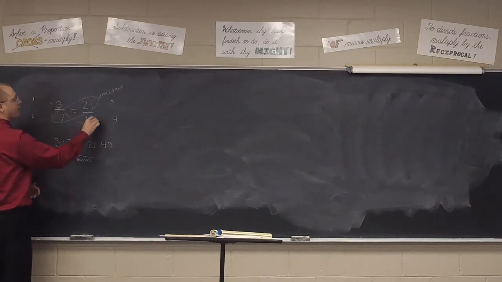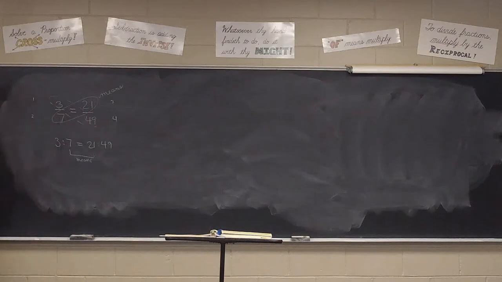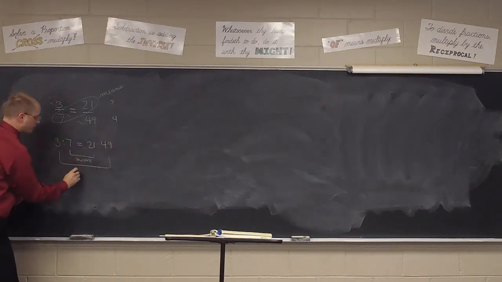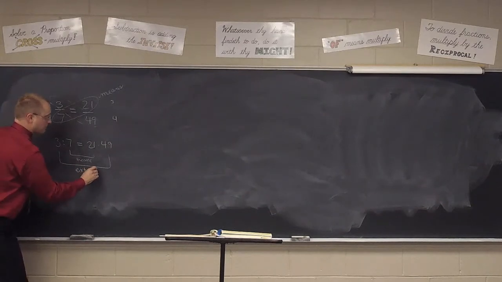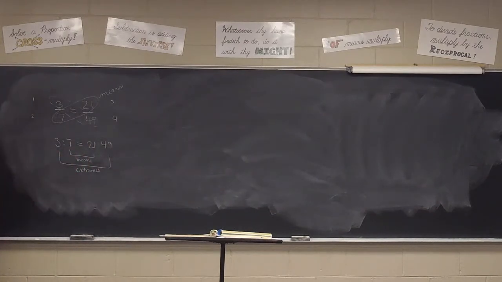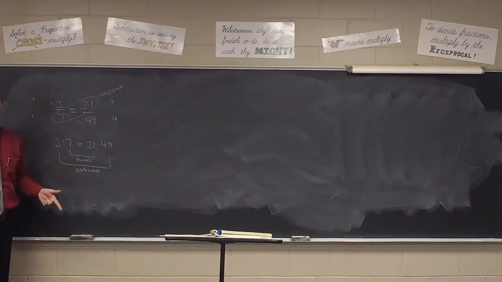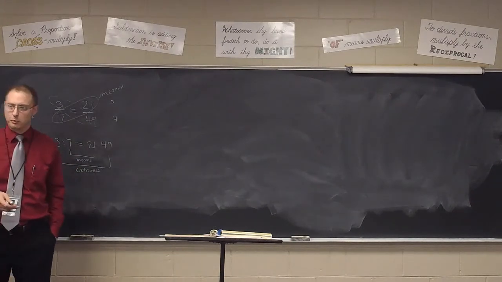Do you remember what we call the first and the fourth terms? Extremes. Good, the extremes. They're on the edges. So the 3 and the 49 are the first and fourth terms. They are the extremes. And I told you this, that normally, equal ratio method, if the numbers are nice and easy, go for it, right? But we did some problems where the equal ratio method just didn't work.